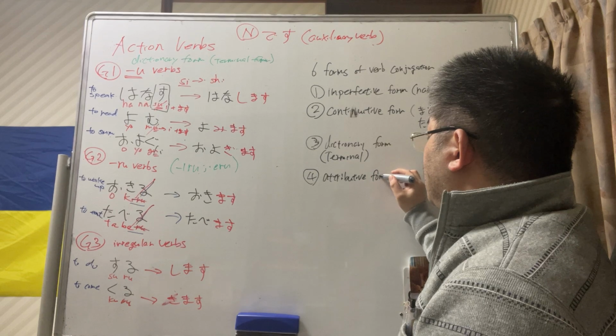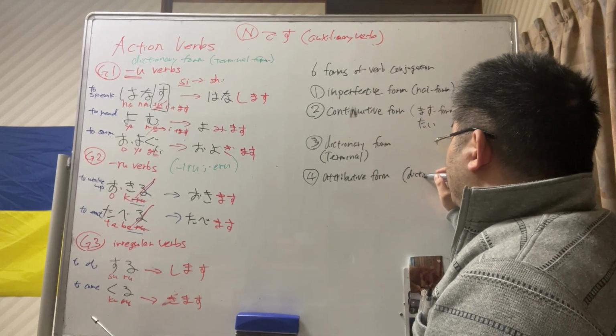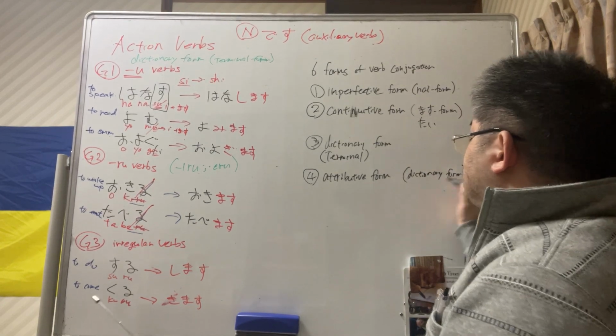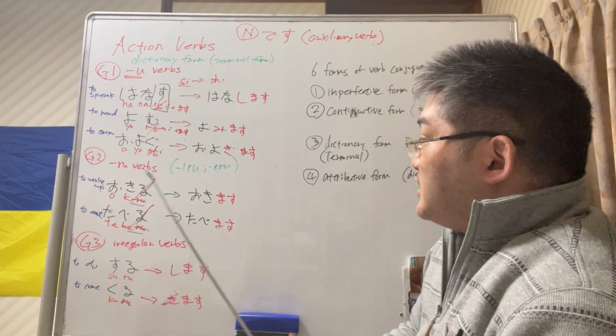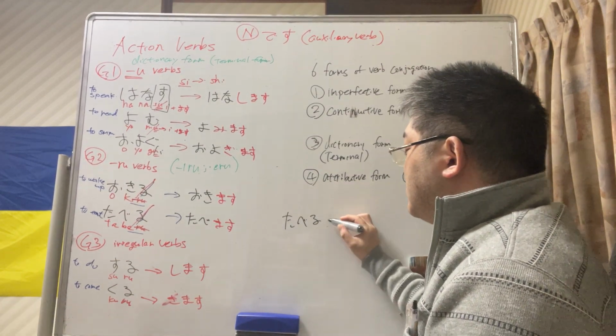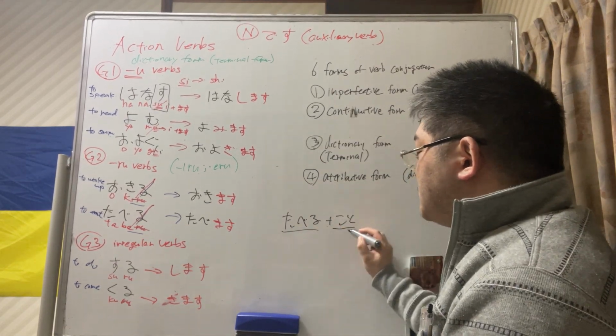Number 4, the attributive form. This is essentially the same as the dictionary form. It's just not terminal. So like 食べる plus こと, you add something to the dictionary form.